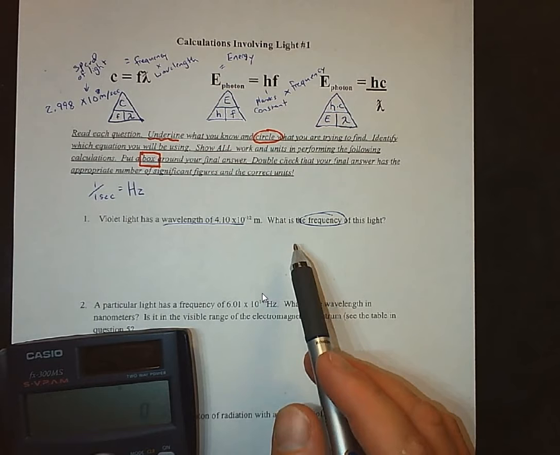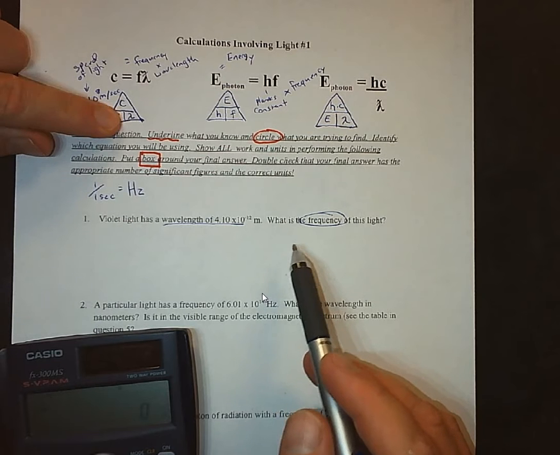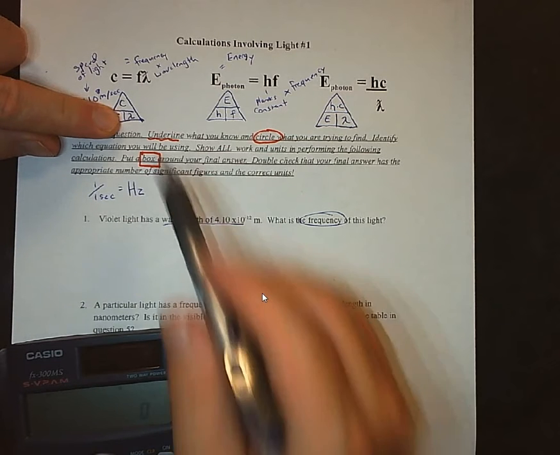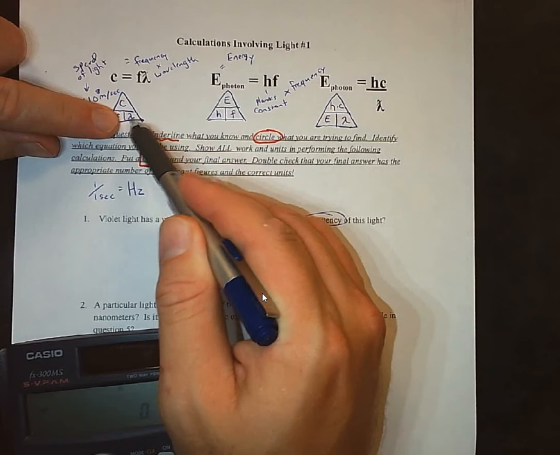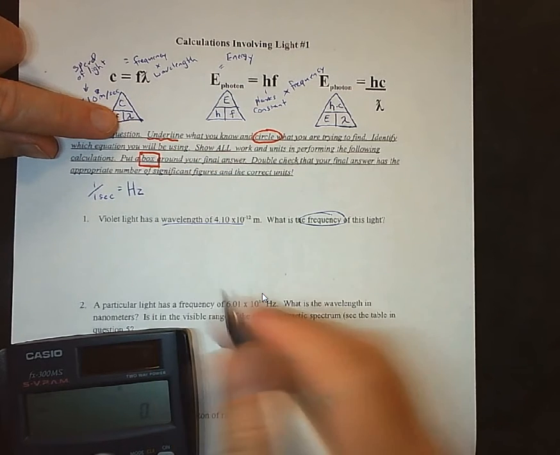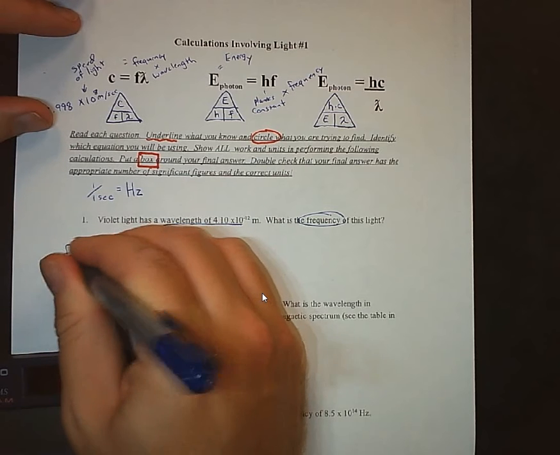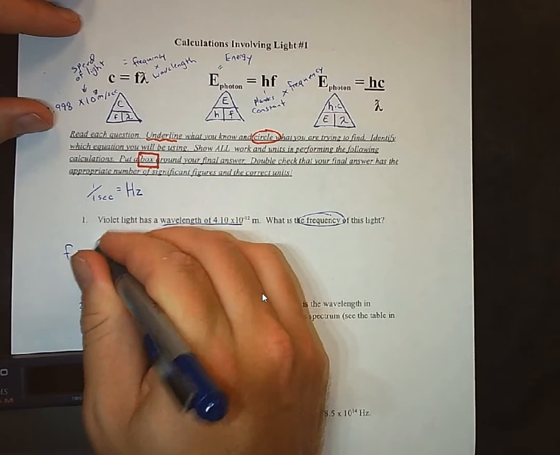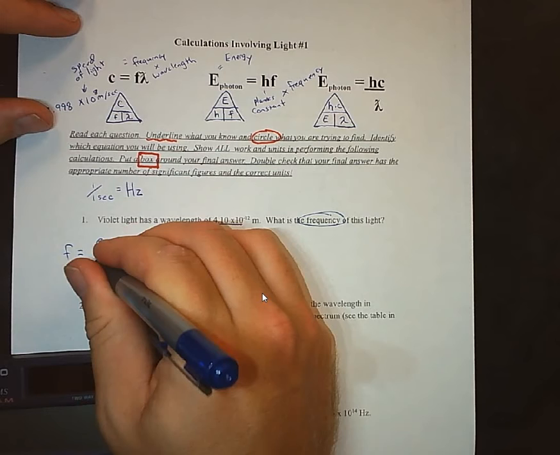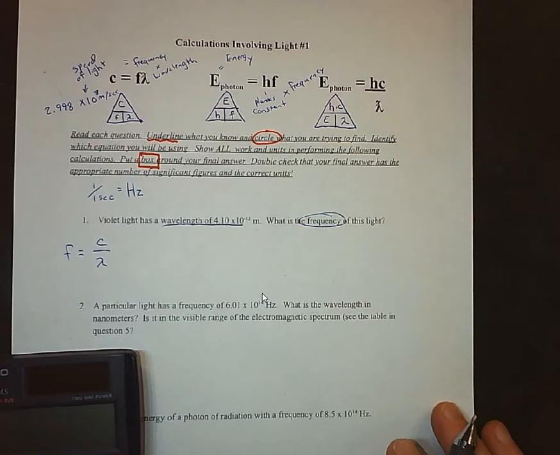Right now we're searching for frequency. Like I just practiced, I'm going to cover up F. My equation should be C over lambda equals F. So that's the first thing I want to do. I'm going to write that down. Frequency equals C divided by lambda, or wavelength. And now we're going to set that up.